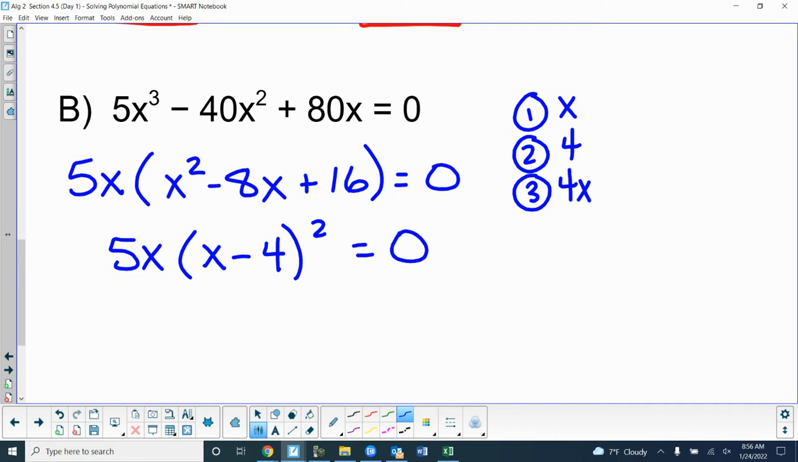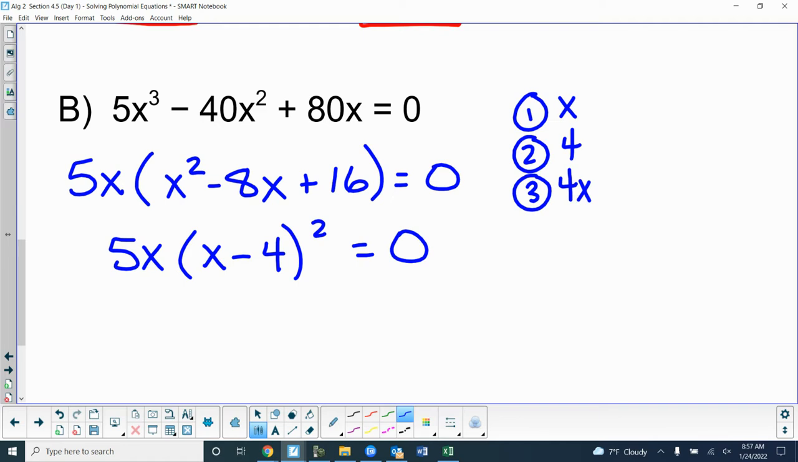Again, if you forget to check to see if it's one of those special trinomials, you'll still get it because you'll say negative 4 times negative 4 is positive 16, right? And negative 4 plus negative 4 is negative 8. You'll just write x minus 4 twice, that's all. You'll still get the right answer.